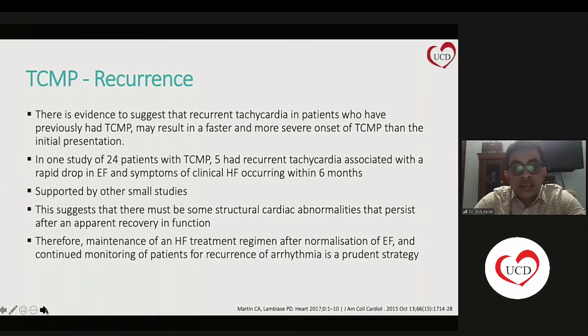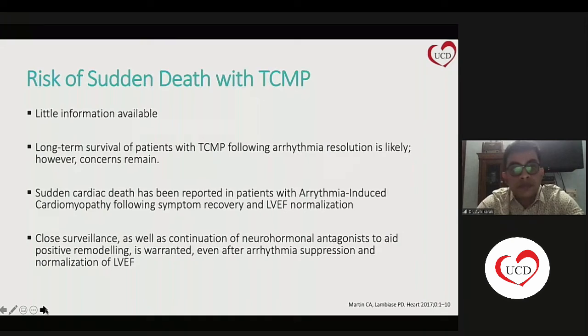This suggests that there must be some structural cardiac abnormalities persisting even after apparent recovery in the function. Therefore, maintenance of heart failure treatment regimen, even after normalization of the ejection fraction, and continued monitoring of patients for recurrence of arrhythmia, is a prudent strategy.